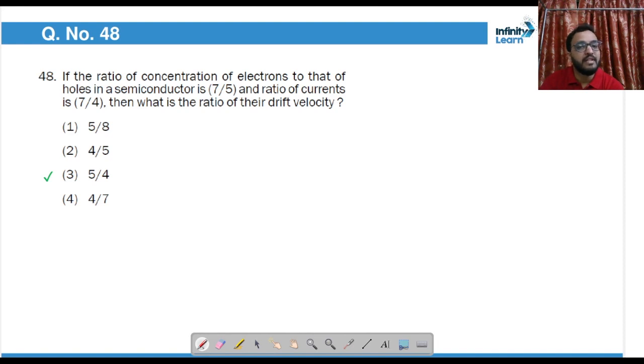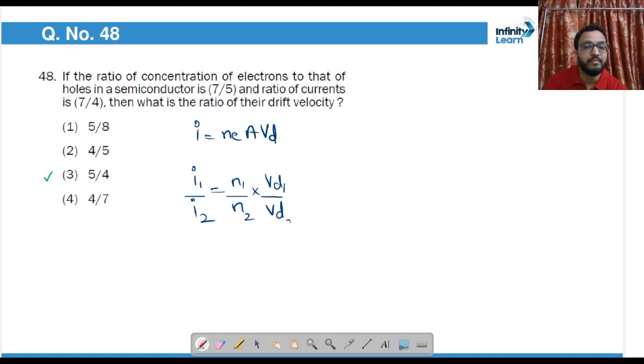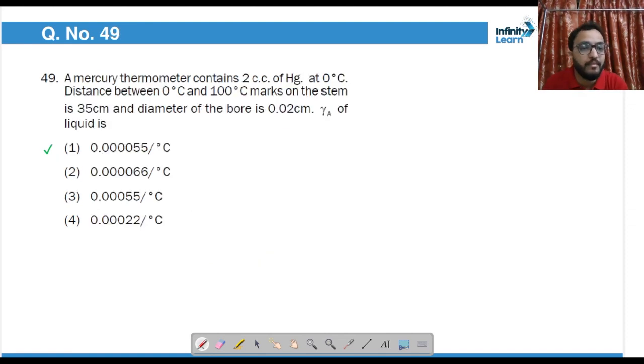The ratio of the currents is given; what is the ratio of the drift velocities? I is equal to NeAVd. See, I1 upon I2 is equal to N1 upon N2 into Vd1 upon Vd2. I1 by I2 is 7 is to 4. This is 7 is to 5 into Vd1 upon Vd2. Solve it. It is 5 by 4.